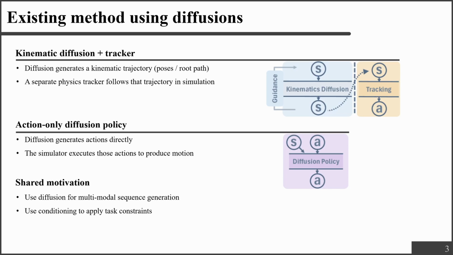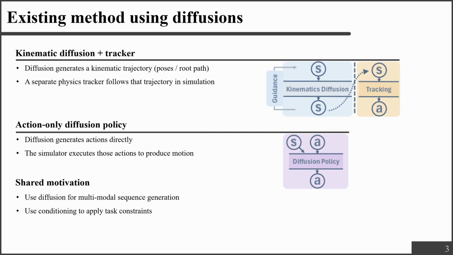Many recent methods use diffusion because it supports multimodal sequence generation and flexible conditioning during sampling. In physics-based character control, two families appear repeatedly. The first family is kinematic diffusion plus a physics tracker. The diffusion model outputs a kinematic plan, and the tracker attempts to reproduce it in simulation. The second family is action-only diffusion policies. The diffusion model outputs actions which are directly executed.